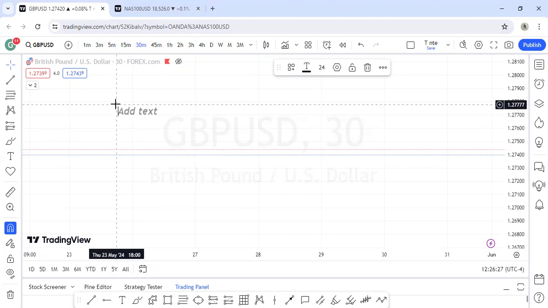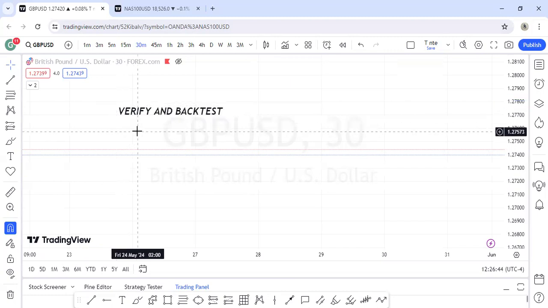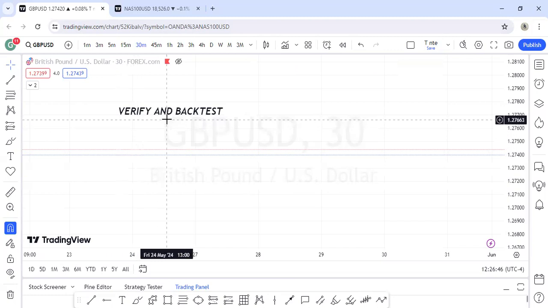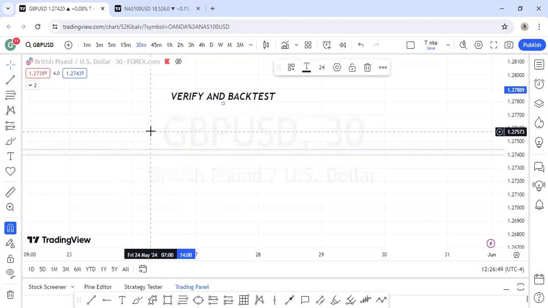whenever something is taught to you, whenever you come across any information that is trading related, what is expected of you is to verify and backtest. Let me talk a bit about this because this is very, very crucial. When somebody teaches you a strategy or a particular setup, what you do is simply go to your own charts and verify.